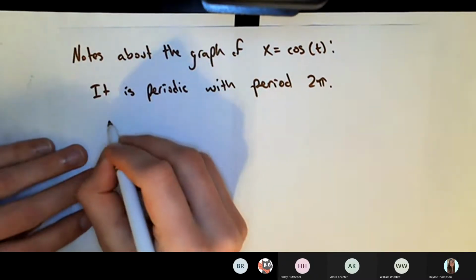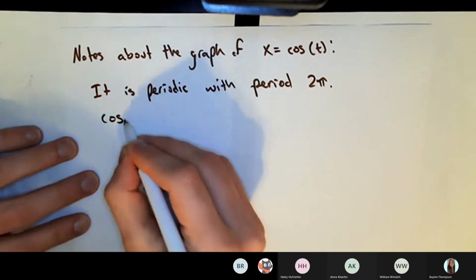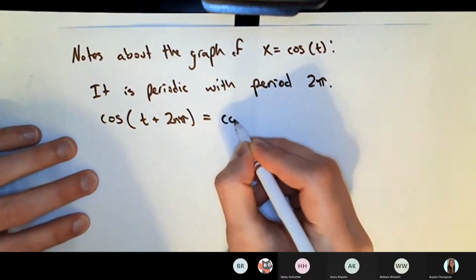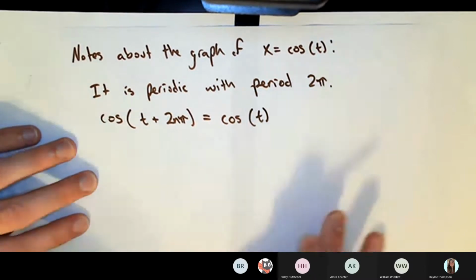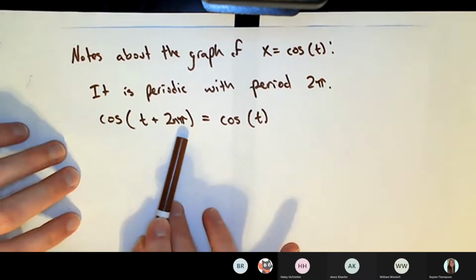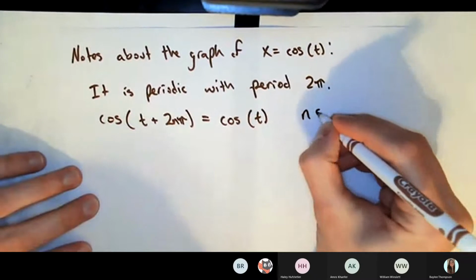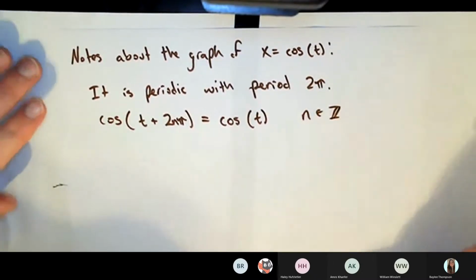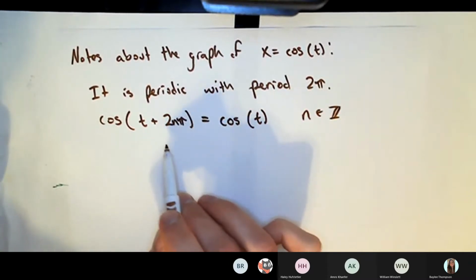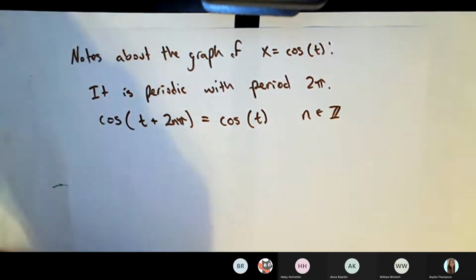What does that mean? That means that cosine of t plus 2n pi is just the same as cosine of t, meaning the outputs are the same when you add or subtract multiples of 2 pi, where n is just any integer. So n could be negative 2, so t minus 4 pi, or n could be 10, t plus 20 pi, something like that. Let me show you what I mean by that.